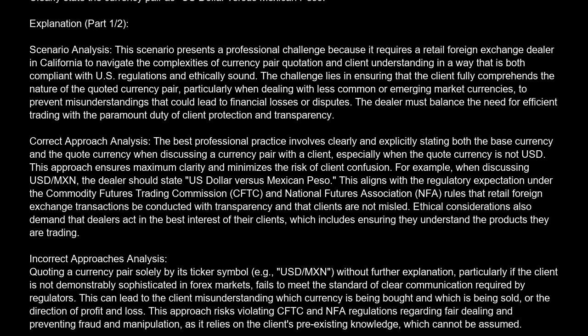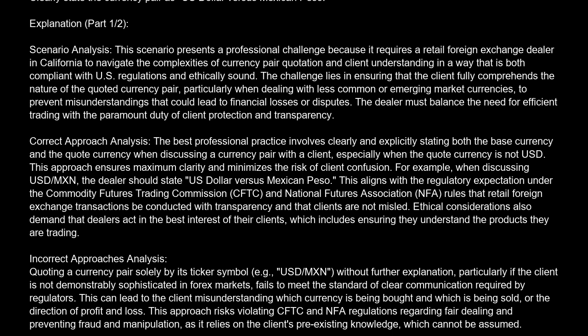Explanation. Scenario analysis. This scenario presents a professional challenge because it requires a retail foreign exchange dealer in California to navigate the complexities of currency pair quotation and client understanding in a way that is both compliant with U.S. regulations and ethically sound. The challenge lies in ensuring that the client fully comprehends the nature of the quoted currency pair, particularly when dealing with less common or emerging market currencies, to prevent misunderstandings that could lead to financial losses or disputes. The dealer must balance the need for efficient trading with the paramount duty of client protection and transparency.